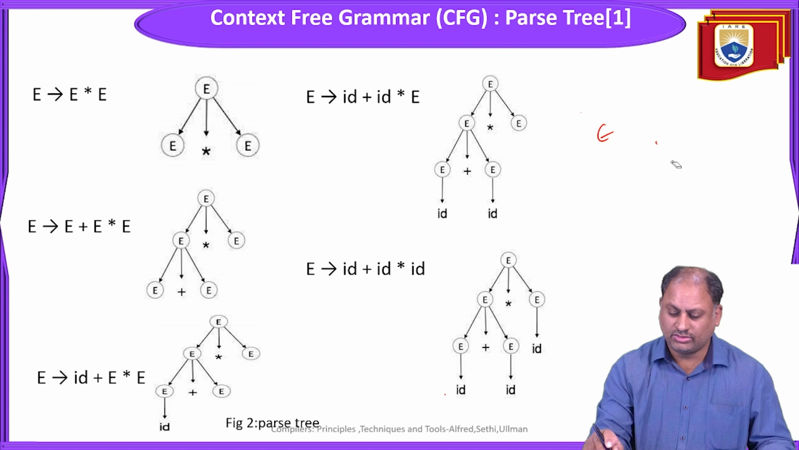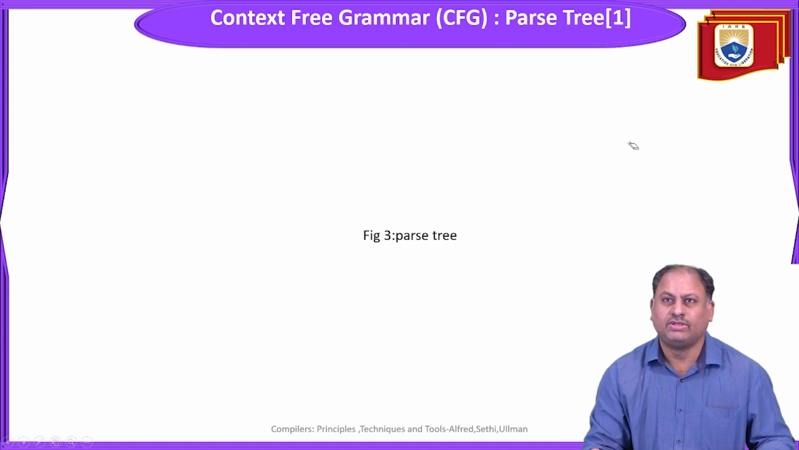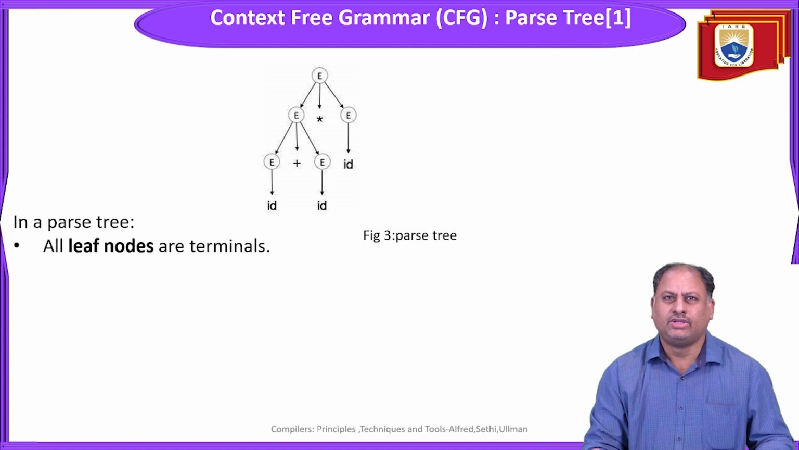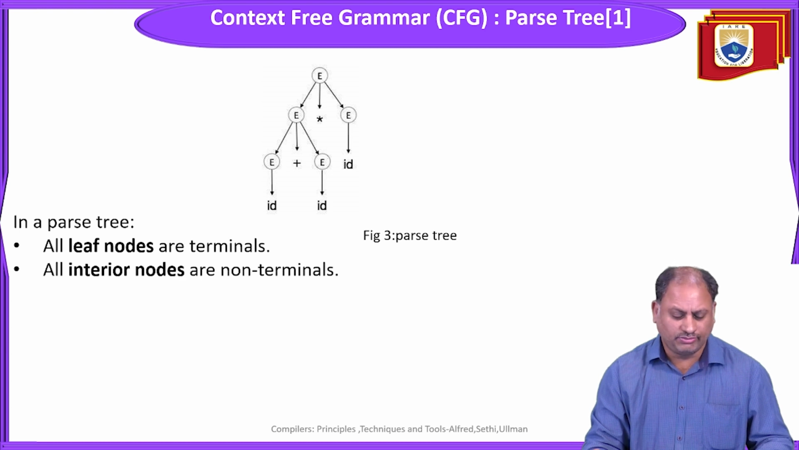One more notation: a parse tree can be represented with the previous notation which you have generated, finally ID plus ID star ID. In this diagram, all the leaf nodes are to be represented as terminals. For example, ID is a terminal, plus, ID, star, all leaf nodes are to be considered, whereas interior nodes can be considered as non-terminals.